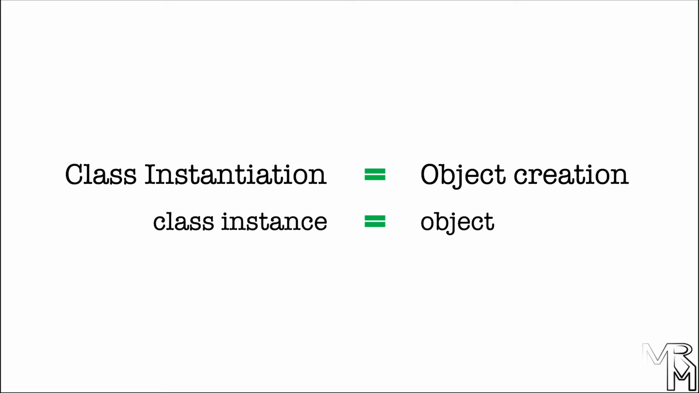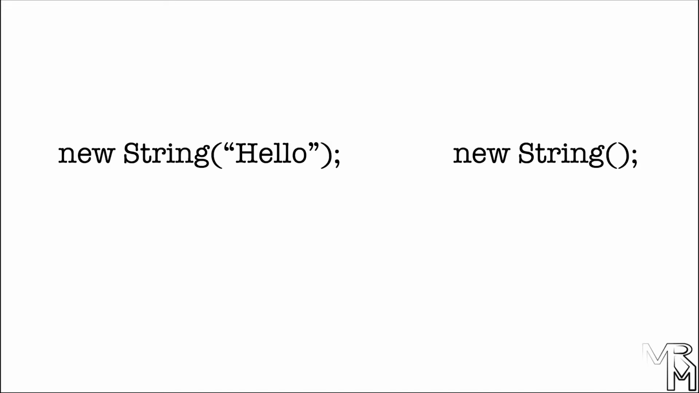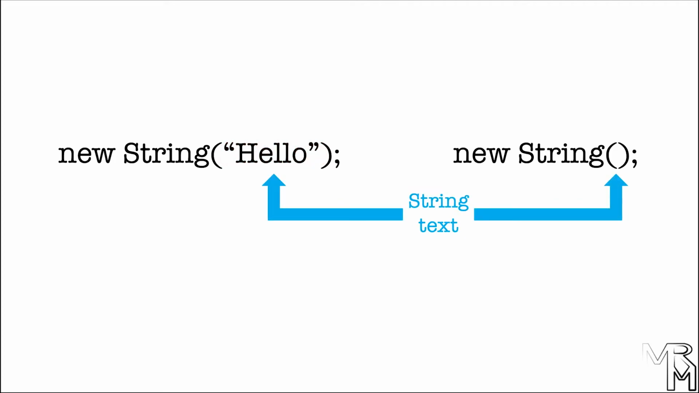To instantiate a class, we can use the new operator followed by the name of the class that we want to instantiate. Let's take a look at this example. This code creates two instances of the string class. The first instance stores the text hello. The second instance stores no text. Now, some of you have probably figured that whatever goes inside the round brackets following the word string is the text that the string object will store.